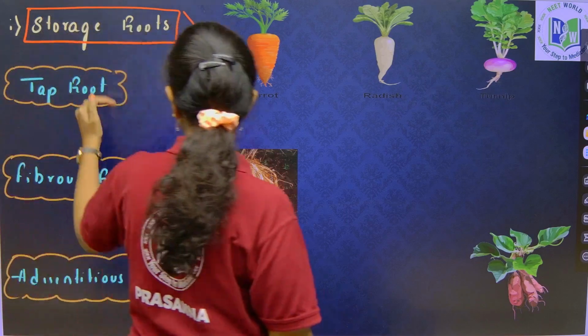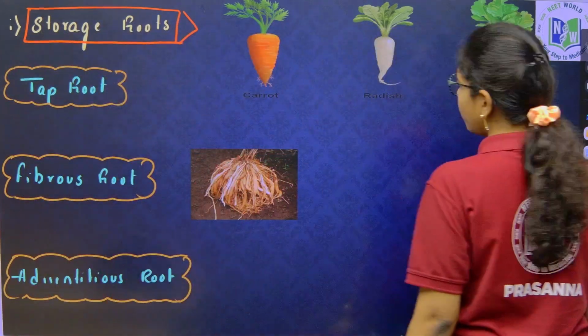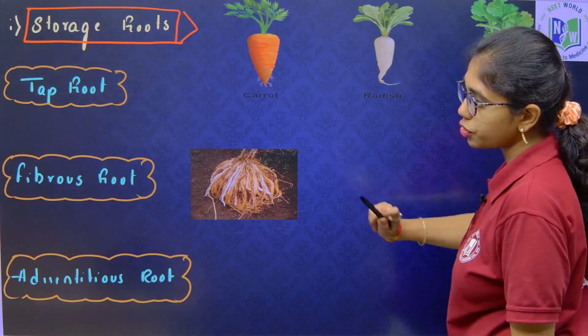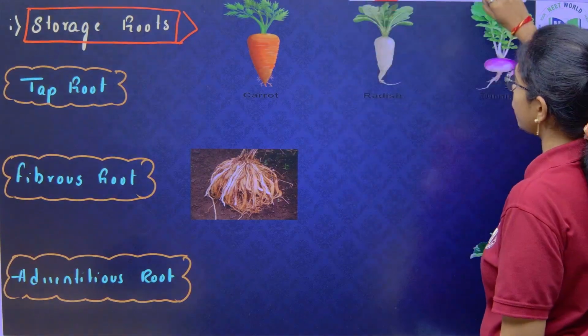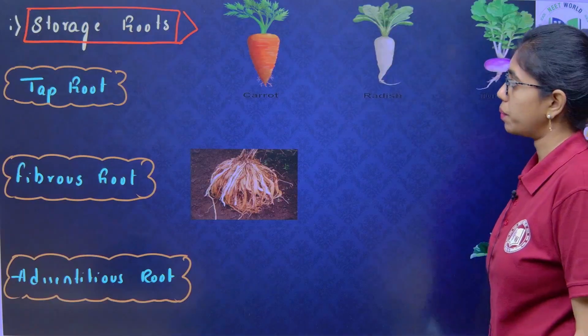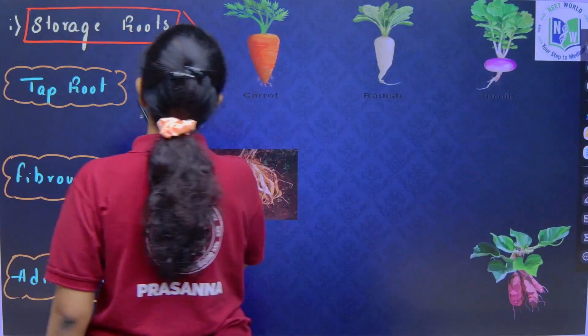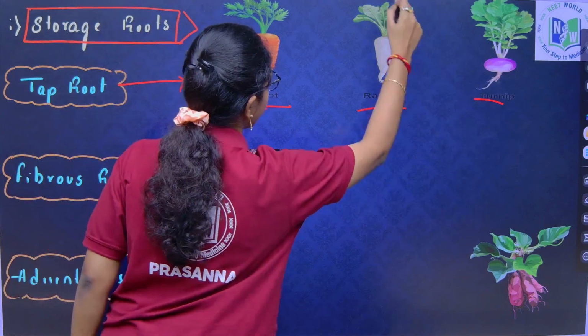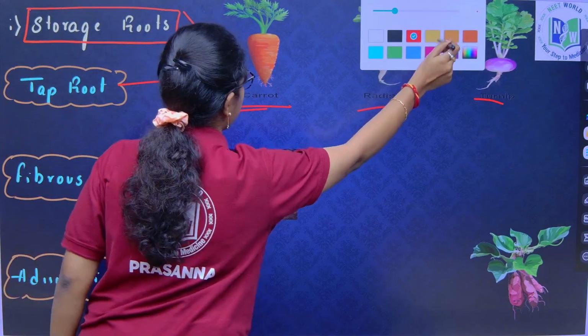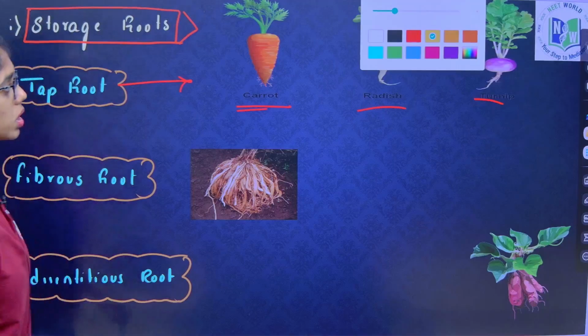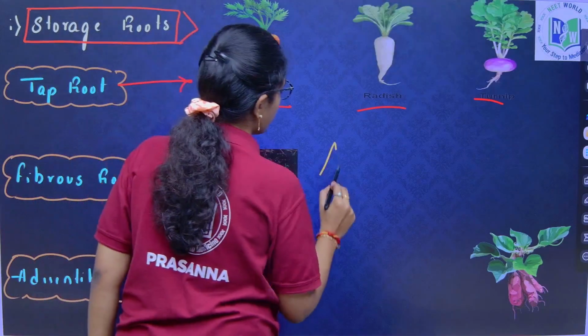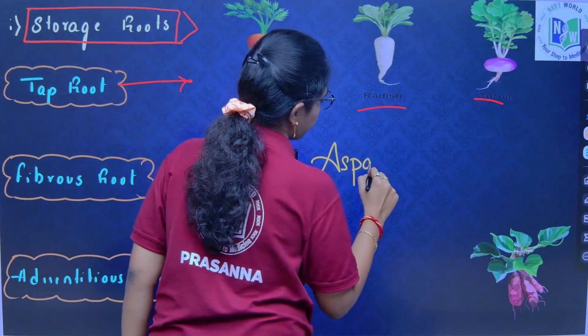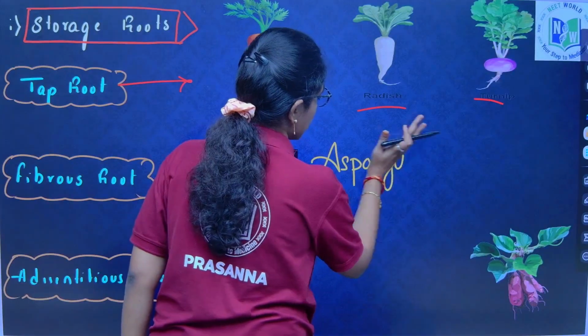Storage root, we have 3 types, like modifications from taproot, modifications from fibrous and modifications from adventitious root system. So, here taproot system, if you have to see, we have carrot, radish and turnip. These are the best examples. Fibrous root system, asparagus. Asparagus is the best example.